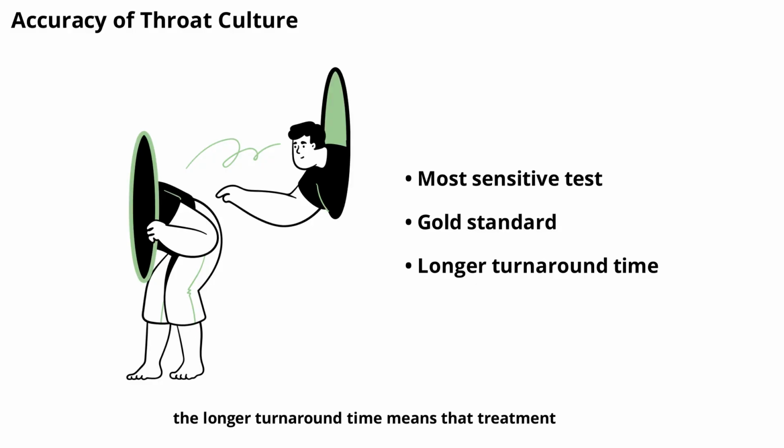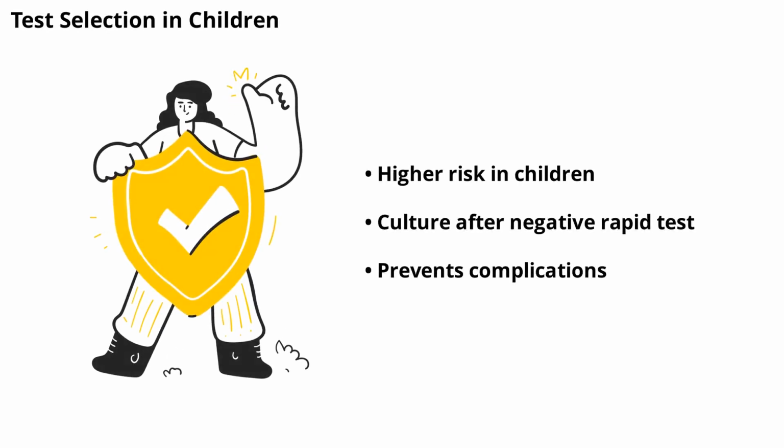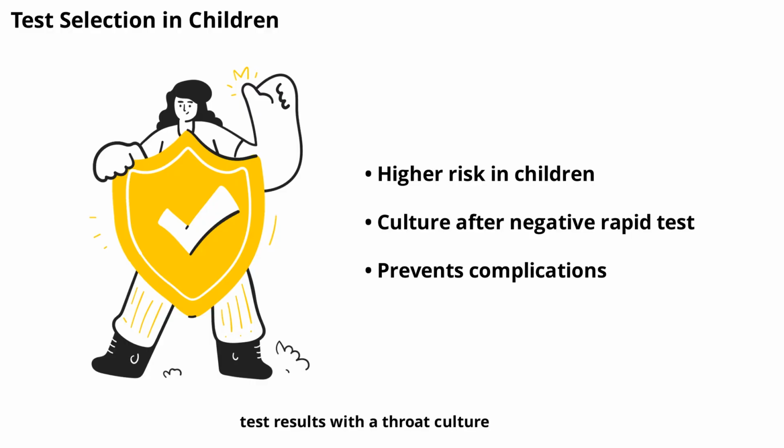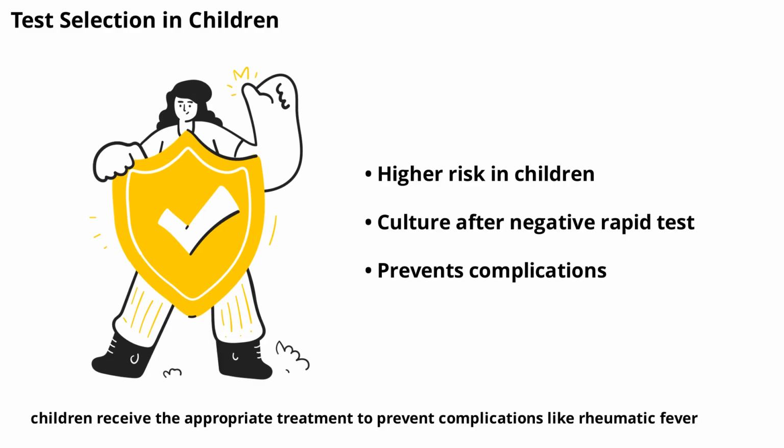However, the longer turnaround time means that treatment may be delayed until results are available, especially in settings where rapid testing is not available. In children, the risk of complications from untreated strep throat is higher, so guidelines recommend confirming negative rapid test results with a throat culture. This approach ensures that no cases are missed and that children receive the appropriate treatment to prevent complications like rheumatic fever.